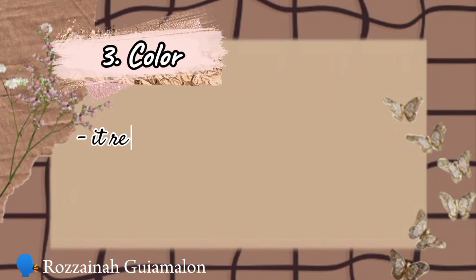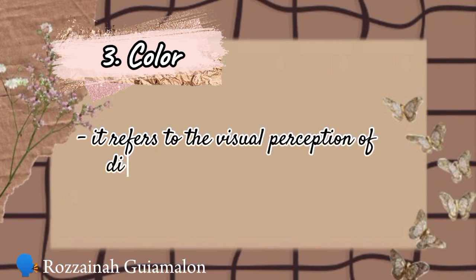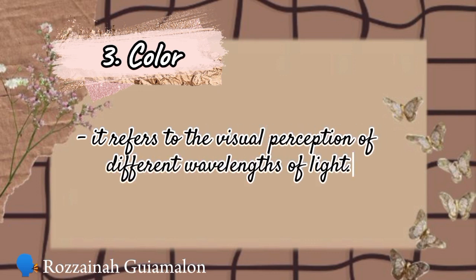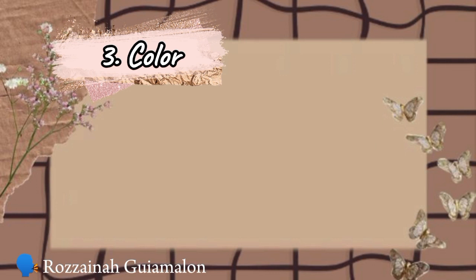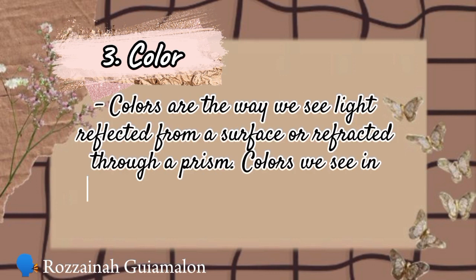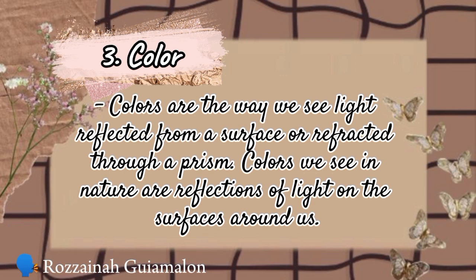Color is one of the fundamental elements of art, and it refers to the visual perception of different wavelengths of light. So pag sinabi nating wavelength, it refers to the distance between two corresponding points of a wave of light. Colors are the way we see light reflected from a surface or refracted through a prism. Colors we see in nature are reflections of light on the surface around us. So in simple terms, colors is what we see when light reflects off an object and enters our eyes.